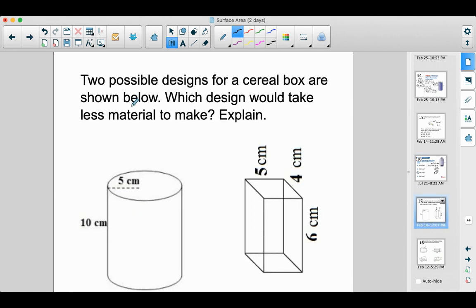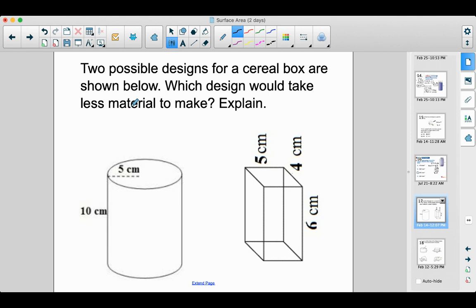All right, last question. We've got two possible designs for a cereal box. We want to know which would take less material to make. If you are running a factory, you have to pay for the cardboard that makes these boxes. Having a design that uses less material is going to save you money. So that would be the surface area. Find the surface area of these two shapes and see which is the better design in terms of using less material. I'll give you a minute to figure it out, and then we'll see if you were correct.